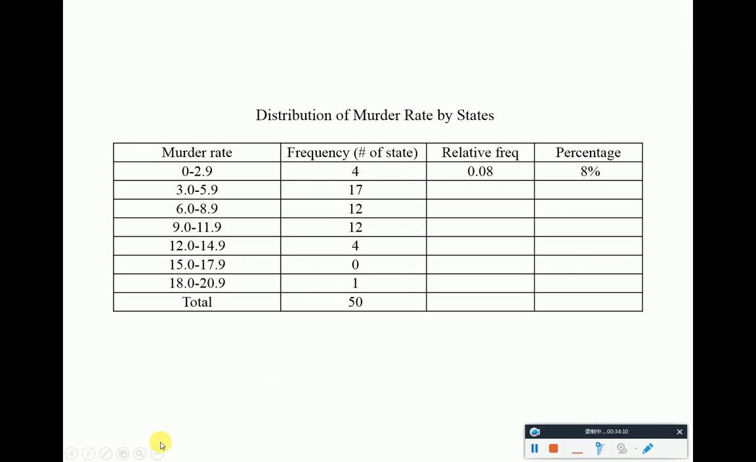We simply divide 4 by 50. That gives you 0.08. And 0.08 is easily 8%, right? Then you can do the rest, right? So 17 divided by 50, what's that?